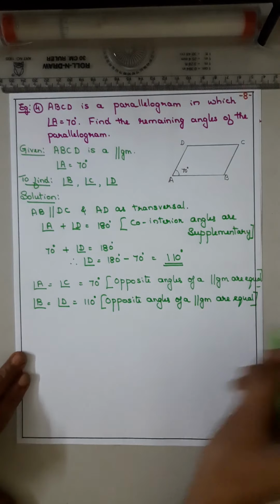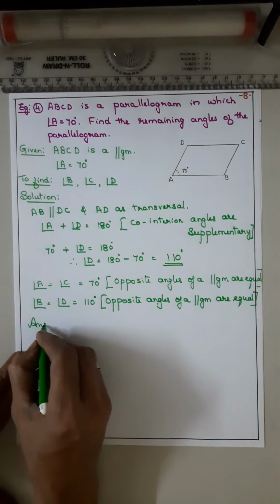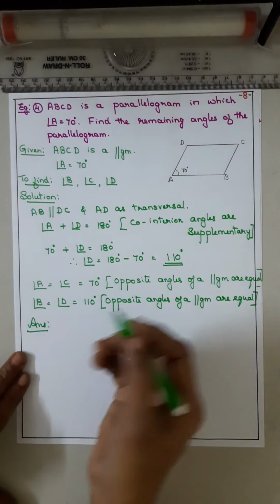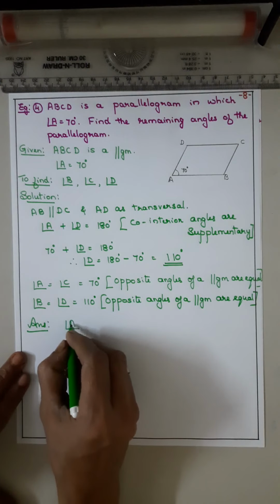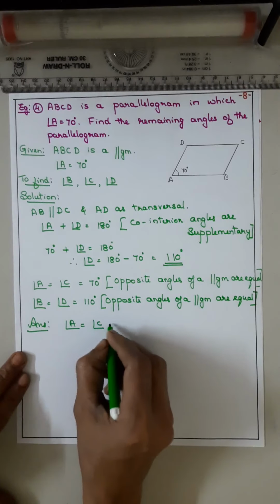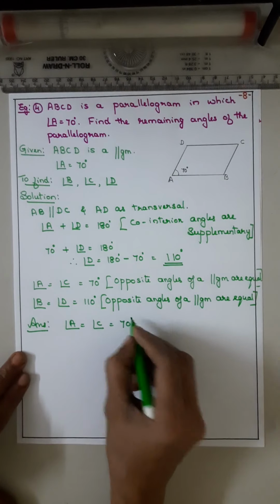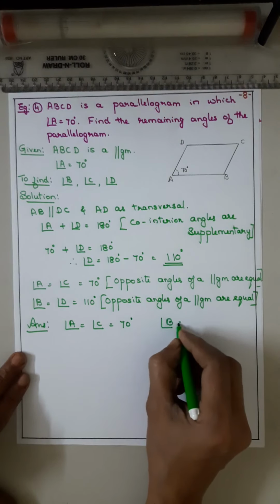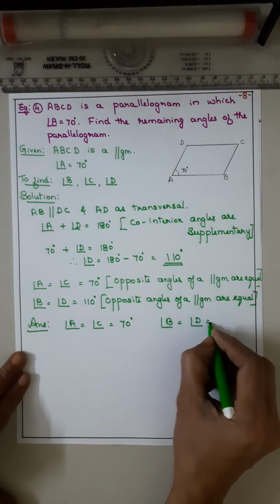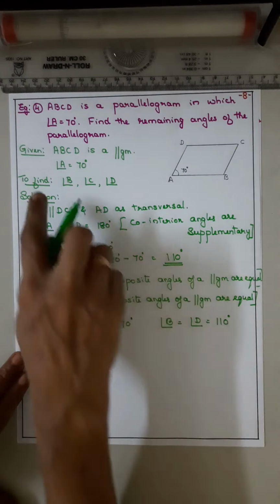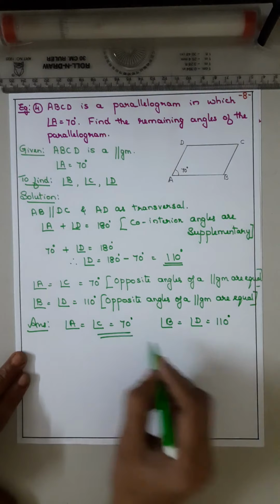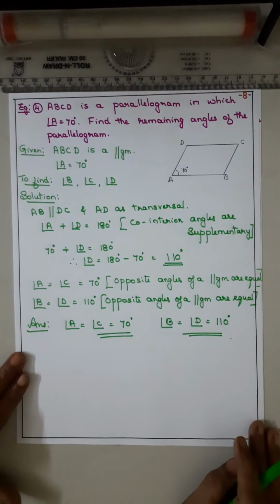Okay. So, answer, what all did you get? Angle A is equal to angle C is equal to 70. Angle B is equal to angle D is equal to 110. Got all the angles.